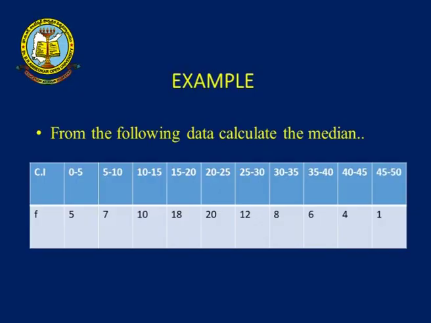Next, from the following data, calculate the median. This is continuous frequency data. Here 0 is included, 5 is not included. This type of data is called an exclusive continuous frequency distribution.